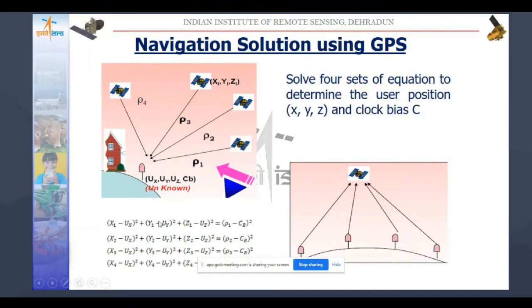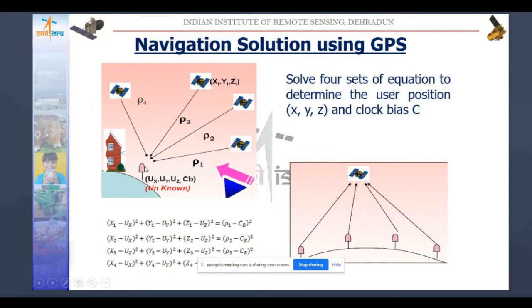Similarly, (u1 − ux)² + (y1 − uy)² + (z1 − uz)² + rho1 minus this will be equal to the distance. One way we are finding the distance using the coordinates, and on the other side we are finding the distance using the timing. CB is basically the clock bias in the receiver.